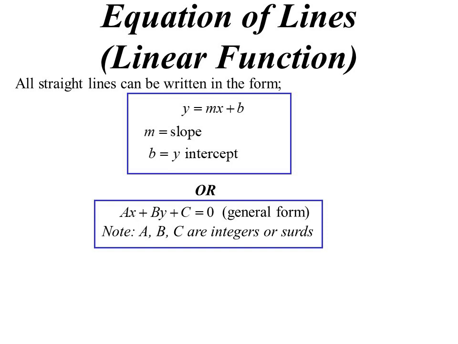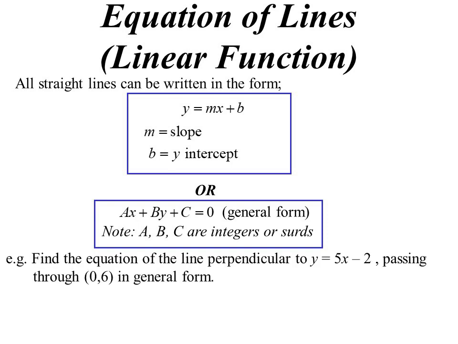So we get this sort of question. Find the equation of a line perpendicular to y = 5x - 2, passing through (0, 6), and they want it in general form. Well, if it's perpendicular, what do we know? We know the slopes multiply together to give -1, and therefore the slope we want is -1/5. Nicely, they've given us the y-intercept. So we get y = -1/5 x + 6.